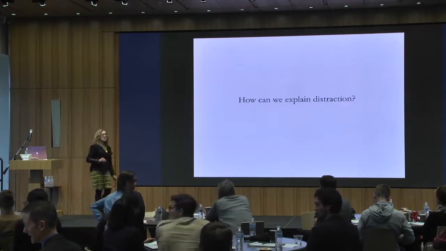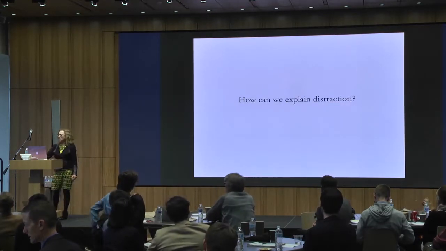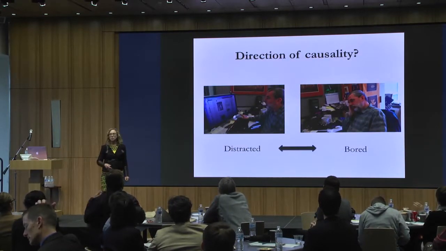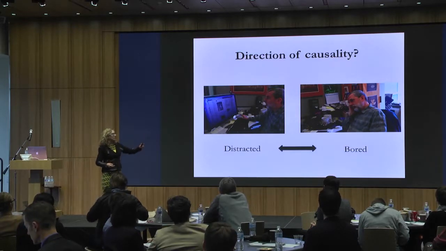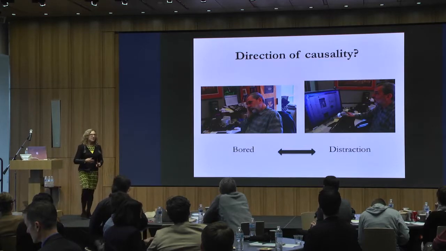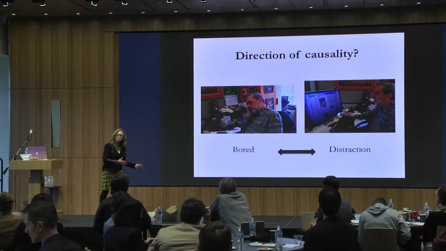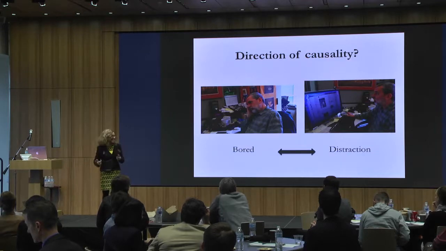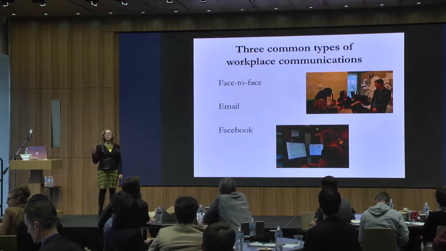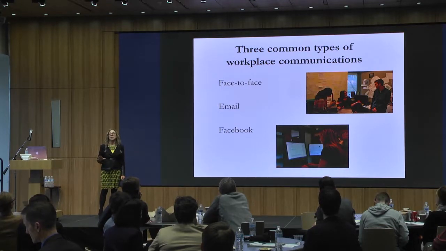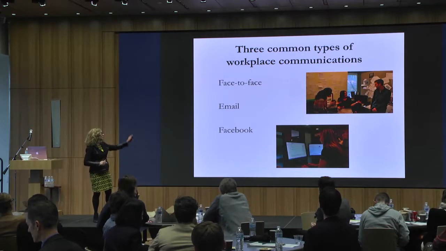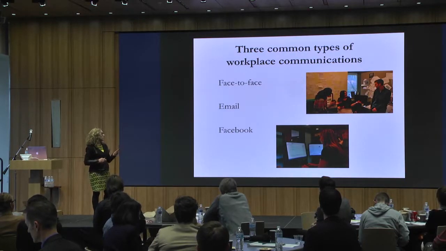How can we explain distraction? Okay, so there's a common idea that people are just really distracted and they surf on the internet and then they get bored. But what if the direction of causality is reversed? What if people are first bored, which makes them susceptible to being distracted? And so what we did is we looked at the three most common types of workplace communications in this particular workplace, which were face-to-face, email, and Facebook.